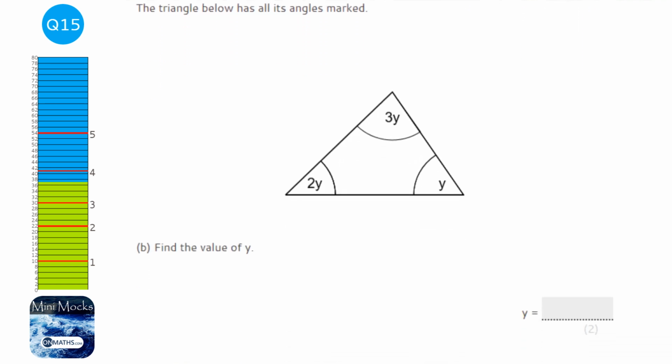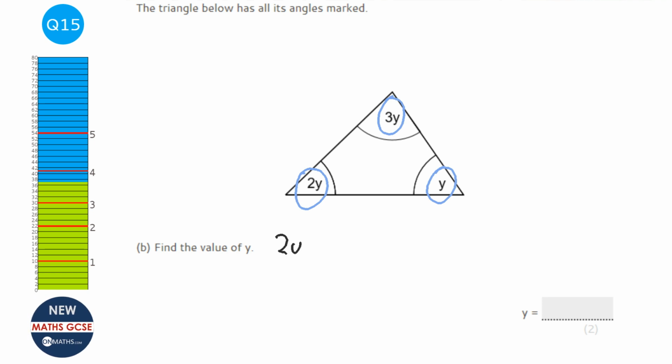Now if you want to pause the video now and have a go. Otherwise, let's get started. So this is part B. Now what we realise is that all 3 angles in any triangle add up to 180. So we know if we add up the 2y, the 3y, and the y, that will equal 180 degrees. So again, I'm going to put the lines down the side.